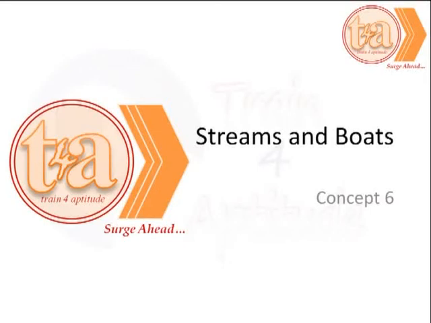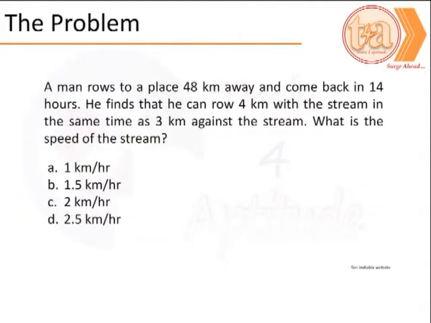Today we look at the sixth concept in the problems on streams and boats. Let us begin reading the problem. A man rows to a place 48 kilometers away and comes back in 14 hours. He finds that he can row 4 kilometers with the stream in the same time as 3 kilometers against the stream. The rate of the stream is, our options are A 1 kilometer per hour, B 1.5 kilometers per hour, C 2 kilometers per hour, D 2.5 kilometers per hour.